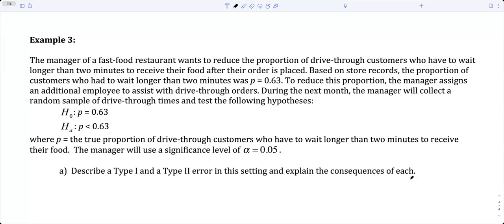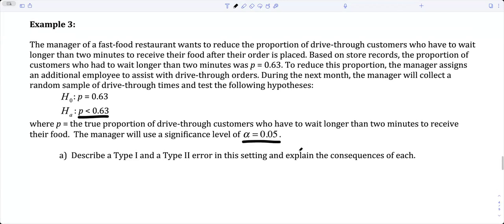So the null hypothesis is that p = 0.63. The alternative hypothesis is that p is less than 0.63. Why is it less than? Because we think that adding an additional employee will reduce the proportion of customers who have to wait more than 2 minutes, where p is the true proportion of drive-through customers who have to wait longer than 2 minutes. And we're going to use the significance level of 0.05. Describe a type 1 error and a type 2 error in this setting and explain the consequences of each.